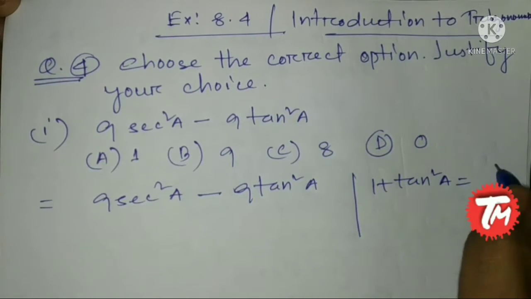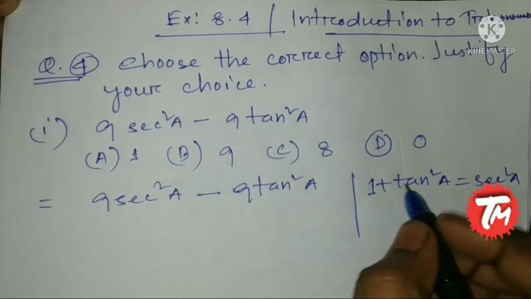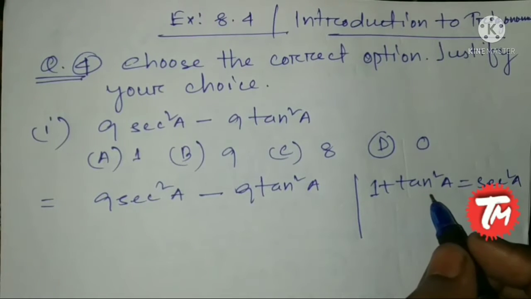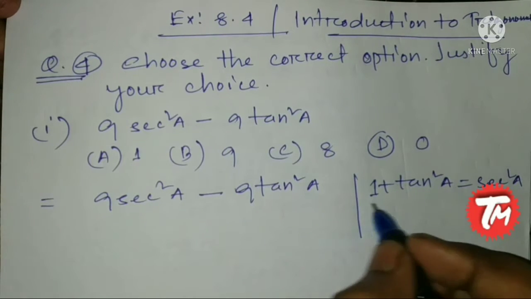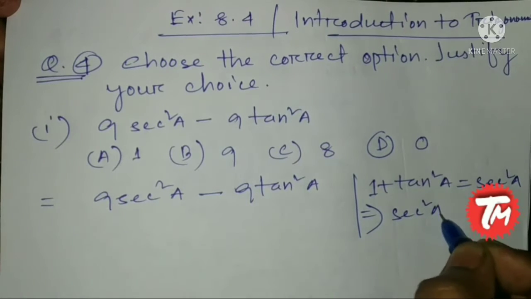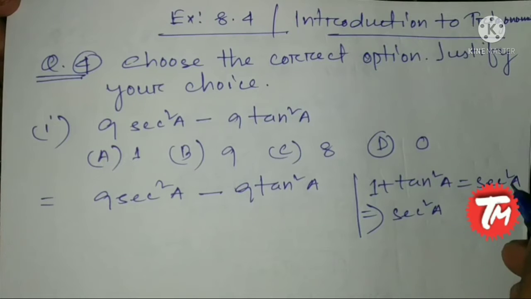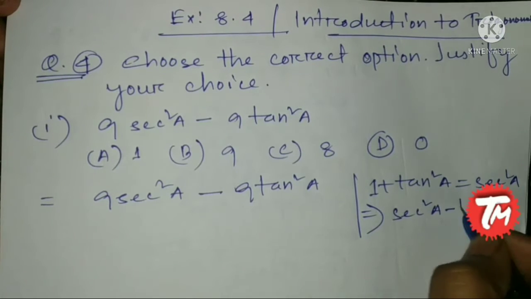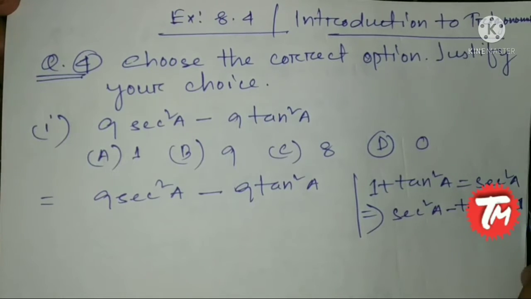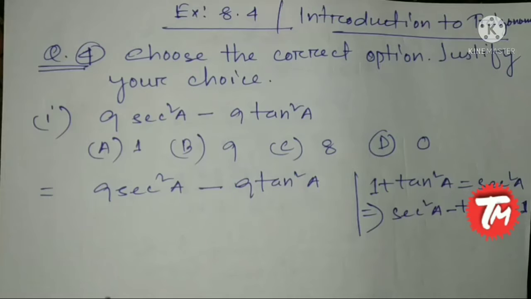equal to sec square A, we know. According to the formula we know already that 1 plus tan square A equal to sec square A. So we can write sec square A, this tan square A on the right hand side, minus tan square A, we can write equal to 1. Equal to 1 we can write.